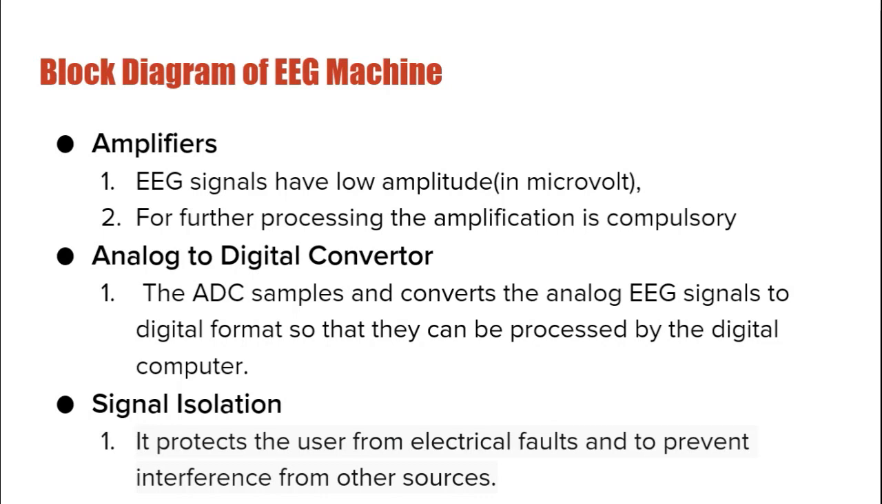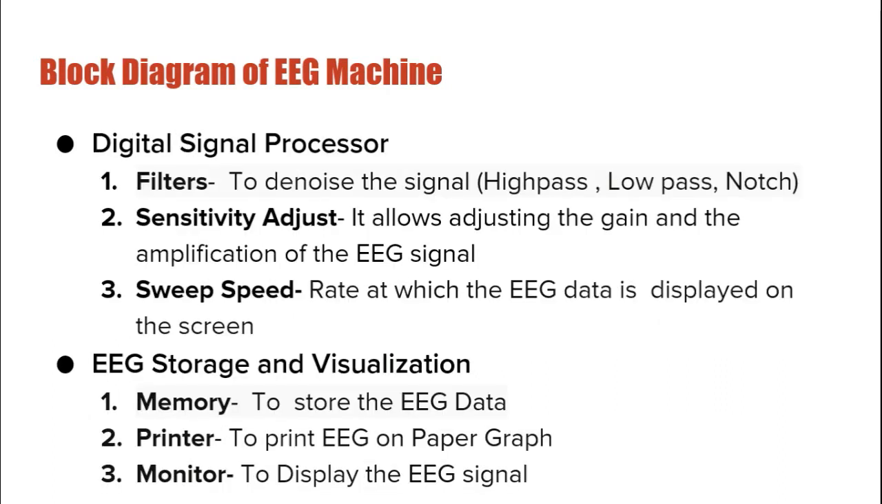Then there will be an analog to digital converter. The signal processing part mainly happens in computers, so we need a digital signal for that. We need an analog to digital converter for that purpose. Then there will be a signal isolation block. This block is mainly used to protect the user from electrical faults and prevent interference from other sources. Then there will be the main block, the digital signal processor.